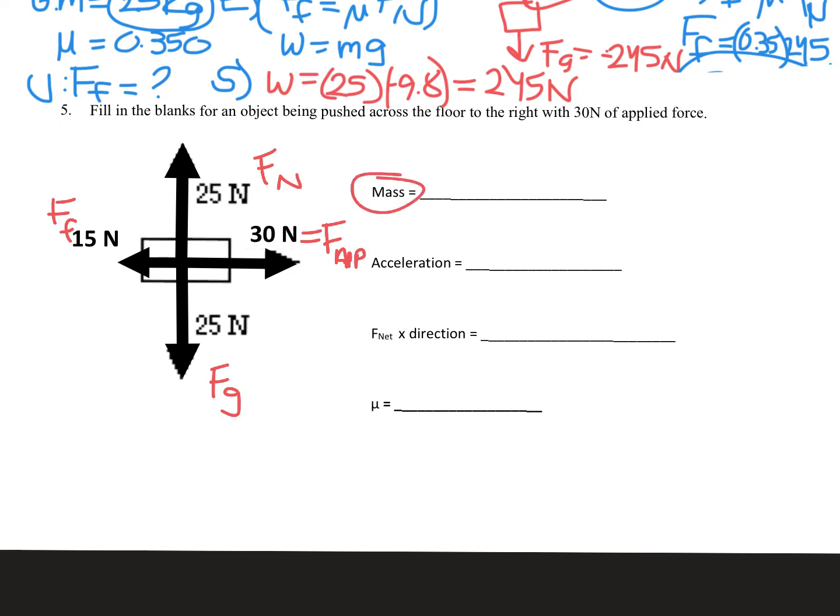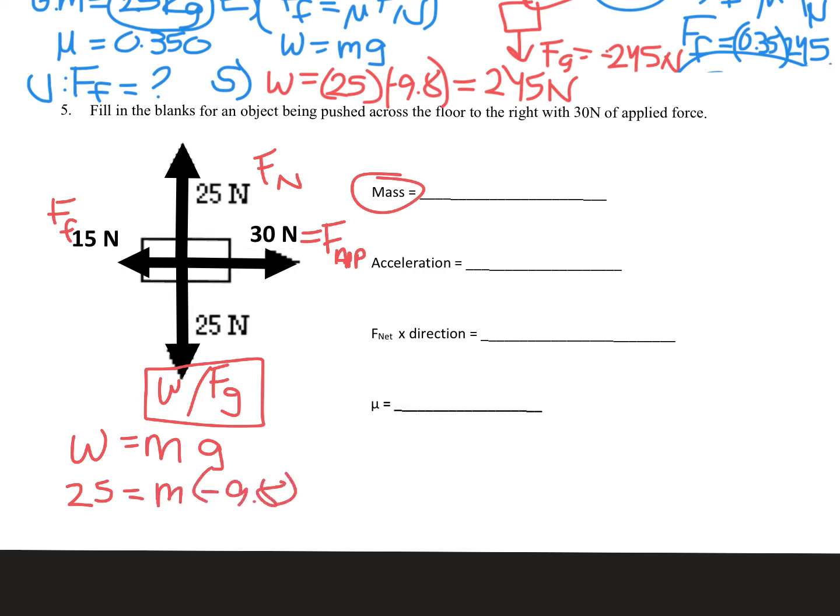So let me see. To get mass, I know that mass can be solved in the weight equation, and I know that weight and force of gravity are equal. So I'm going to take my weight equation, which I know is 25 newtons. I don't know my mass, but I know gravity's acceleration is negative 9.8. Now that I have that, I can divide negative 9.8 to both sides. And when I do that, my mass ends up being 25 divided by negative 9.8.